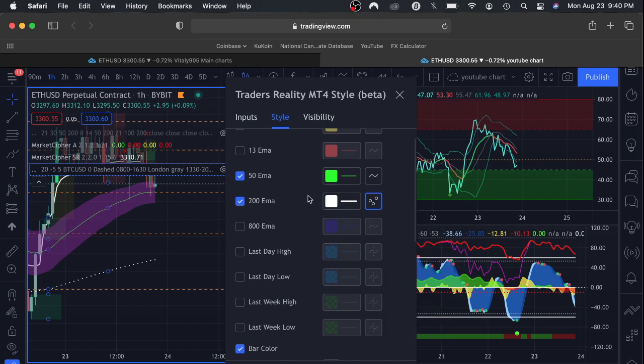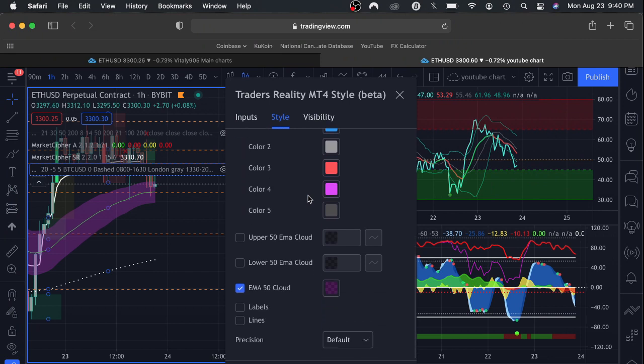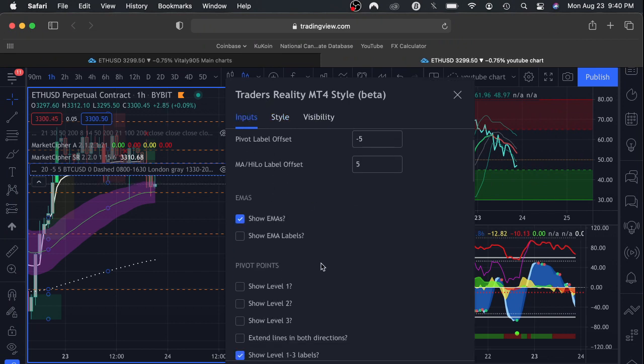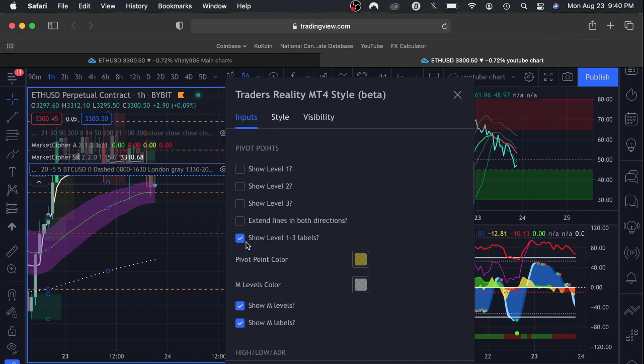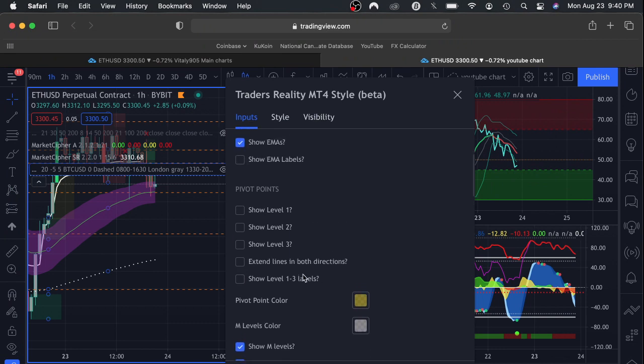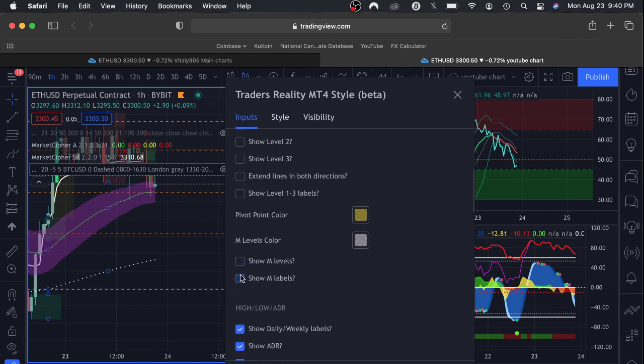There's a circle. Let's see. And then go into the inputs, and I turn all this stuff off.